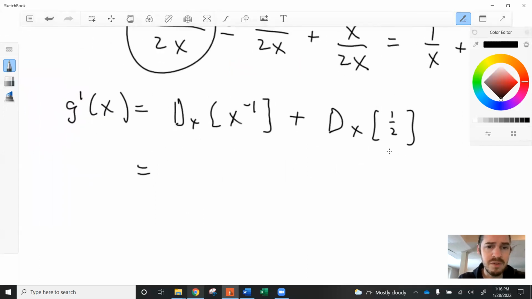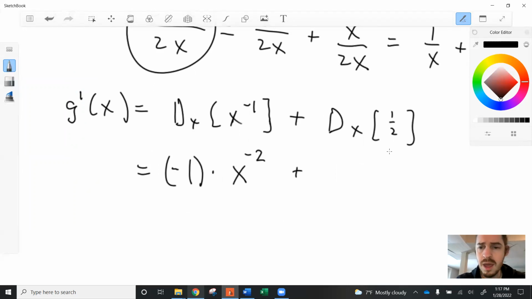Anyway, first we want the derivative of this x to the negative 1. That's just a power function, so we can apply the power rule. The negative 1 comes down as a multiple. Then we reduce that power to negative 2. We've already done that example in a previous video.